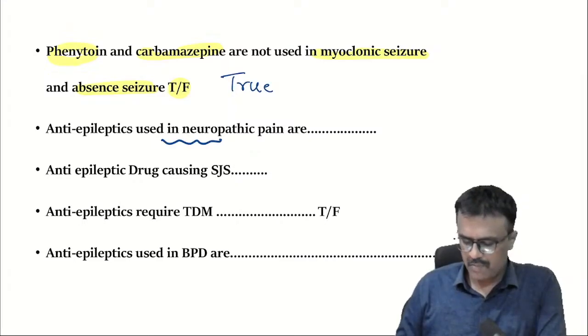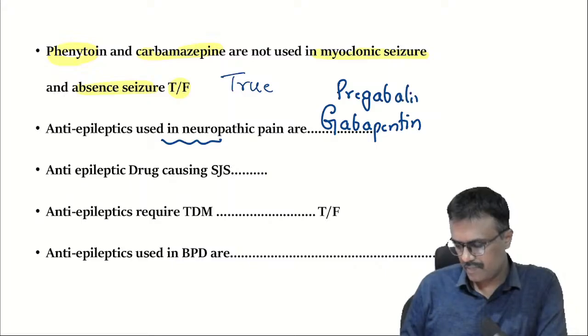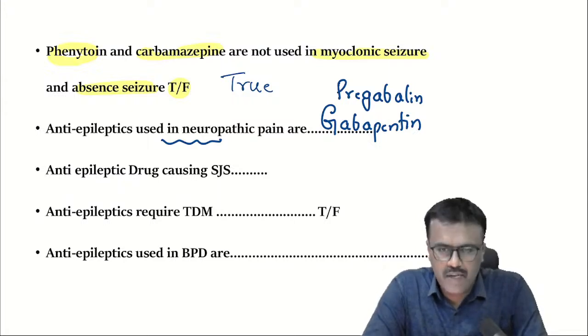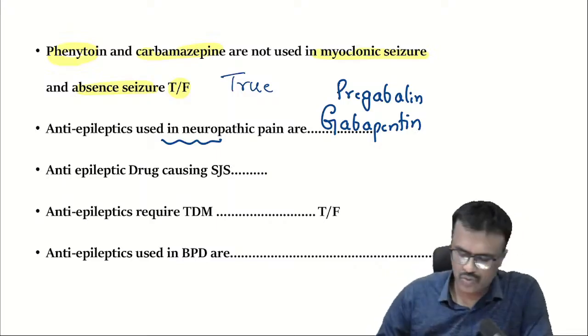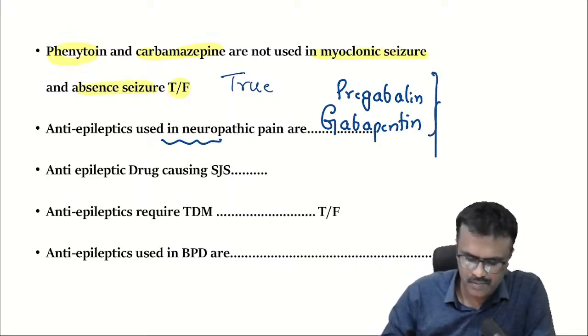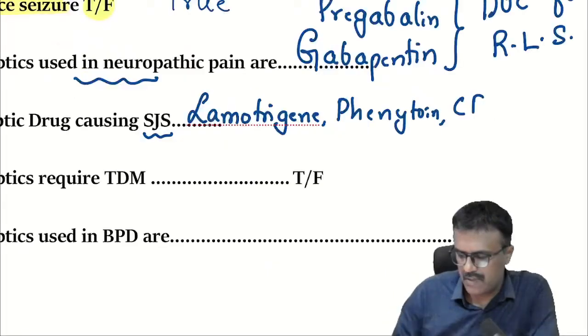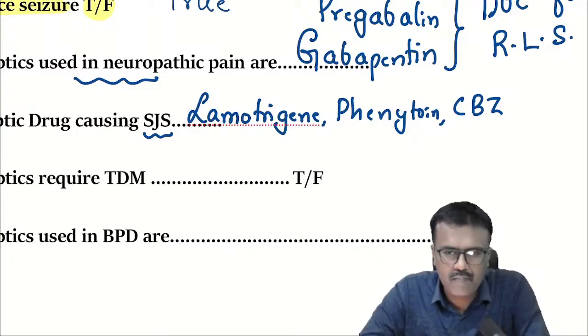Anti-epileptics used in neuropathic pain, they are gabapentin, pregabalin. Now, which neuropathic pain they are used? They are used for post-herpetic neuralgia, diabetic neuropathy. Now, they are also drug of choice for restless leg syndrome, carbamazepine.